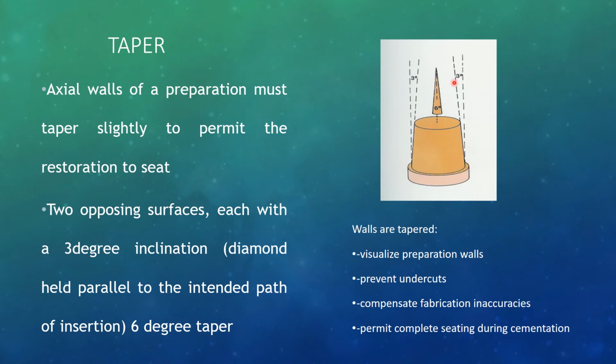Here this is showing the taper, guys. This is 6 degrees, this is 3 degrees. The axial walls of the preparation must taper slightly to permit the restoration to seat. So definitely the axial walls need to taper a little bit, for easy seating of the prosthesis and for better retention. Two opposing surfaces, each with a 3 degree inclination, like a diamond held parallel to the intended path of insertion, make a 6 degree taper. You should be able to appreciate the amount of taper and incorporate it in your preparations.